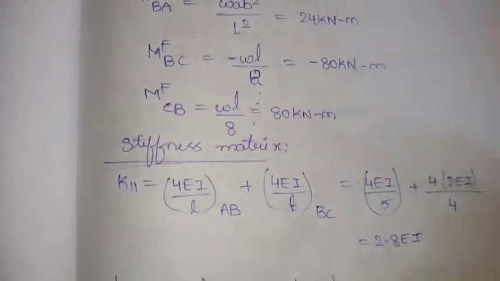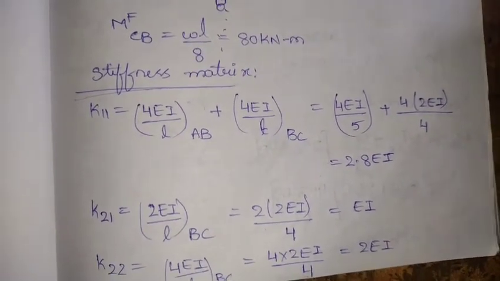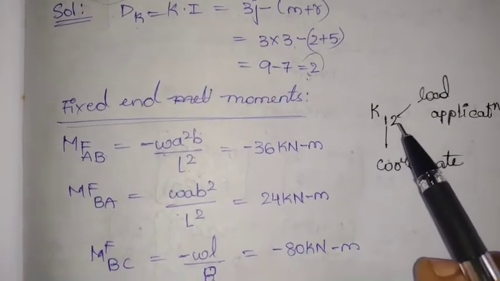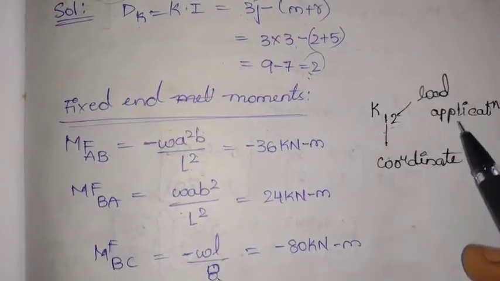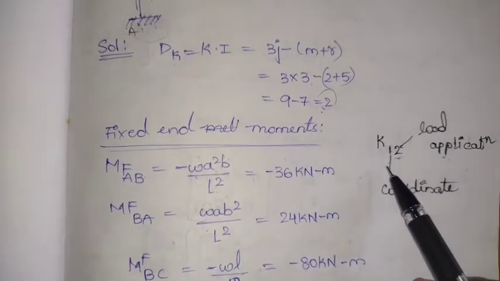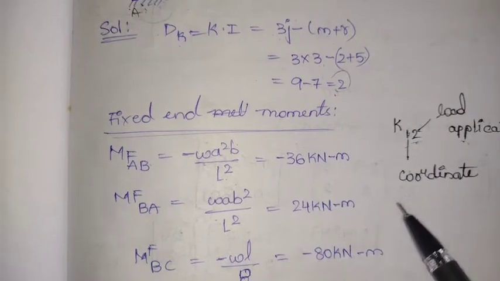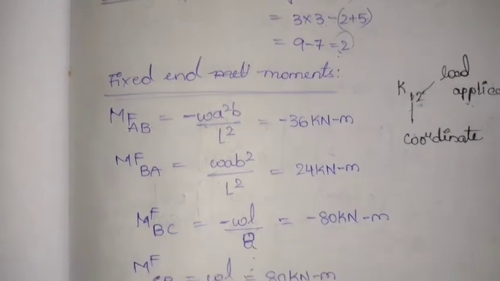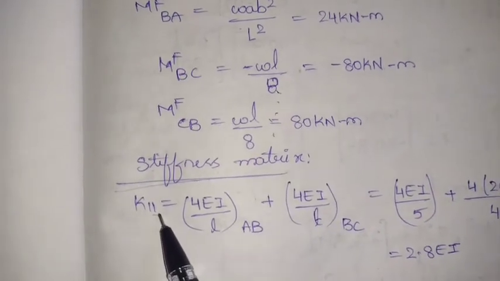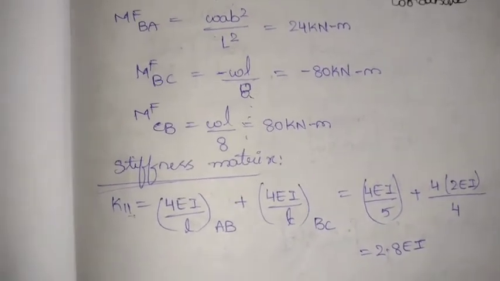Next, calculation of stiffness matrix. For stiffness matrix, we have K11, K21, K22 and K12. See, when I am telling it is K12, the second one would explain about the load application, that is the coordinate at which the load is applied. K11, the first one, would show us the coordinate at which we are finding out this stiffness. Okay, so K11, that is we are applying load at 1. Also, we need this at 1. As both are same, that would be simply 4EI by L.